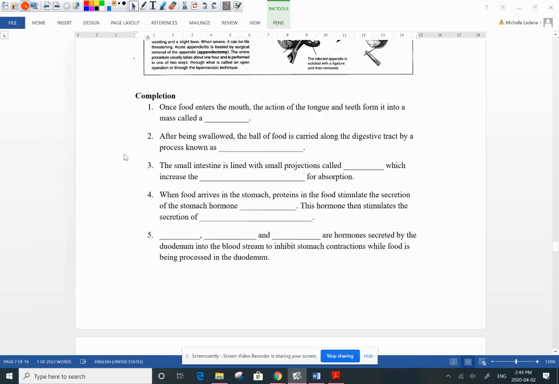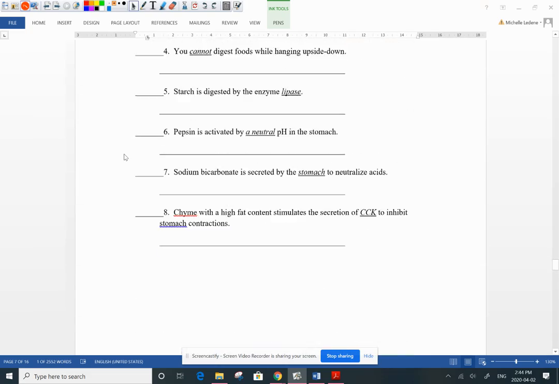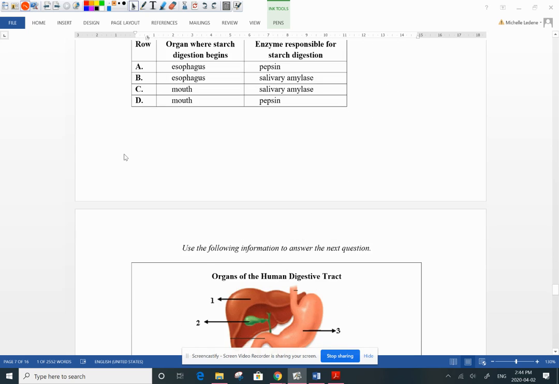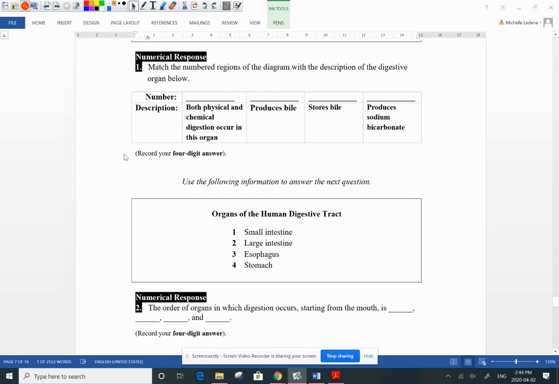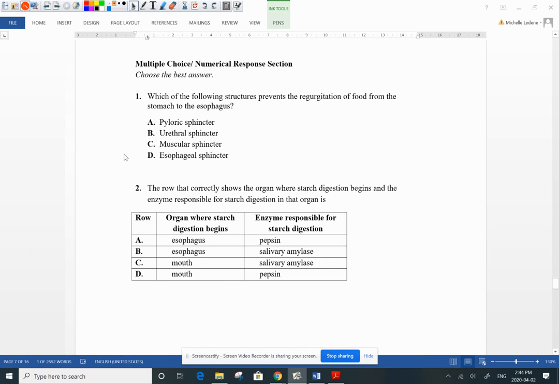Okay, so you've got a couple of questions to do here, true and false, matching, some nice diagrams to label, numerical. You guys go ahead and work on that.